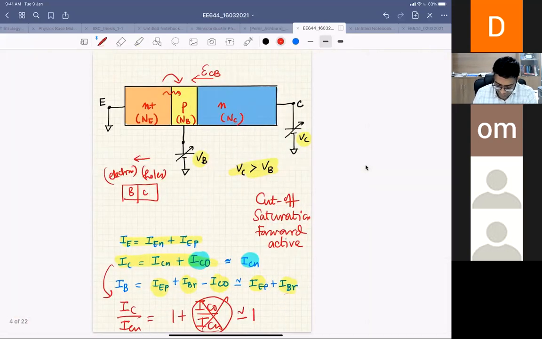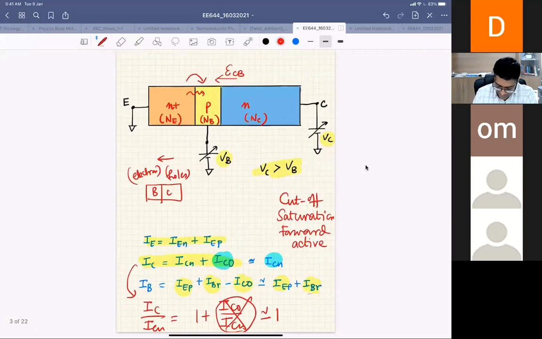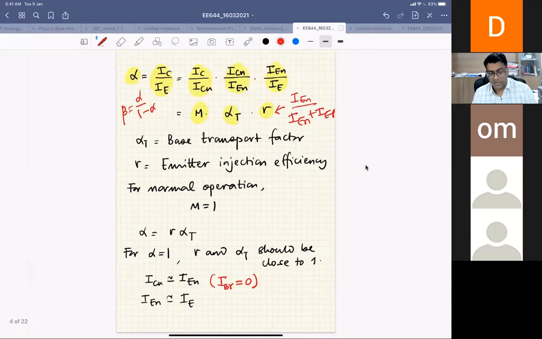Because if I want ICN equal to IEN, that means all the electrons you are injecting from the emitter-base junction arrive at the collector-base junction, so there is no recombination, right? And for higher injection efficiency, your IEN should be equal to IE. That means you should design it such that IP equals 0, right? So these are the two device design conditions, because you want your alpha to be 1. The first condition is you have to make sure that there is very little recombination, or very little injection from base to emitter, right?